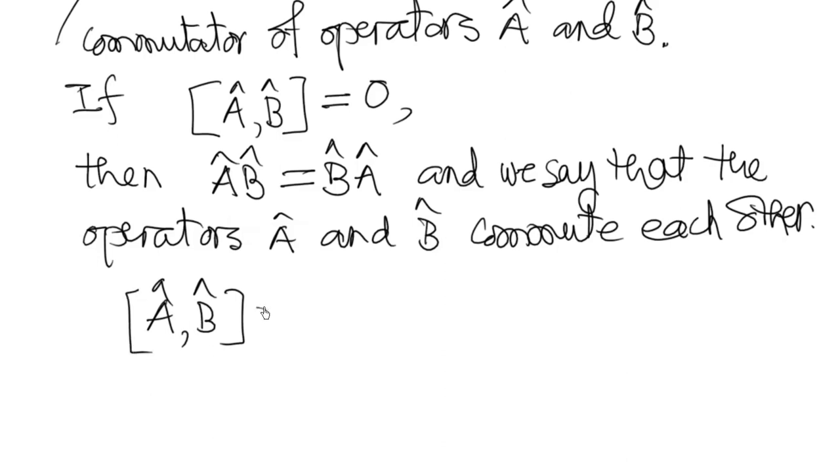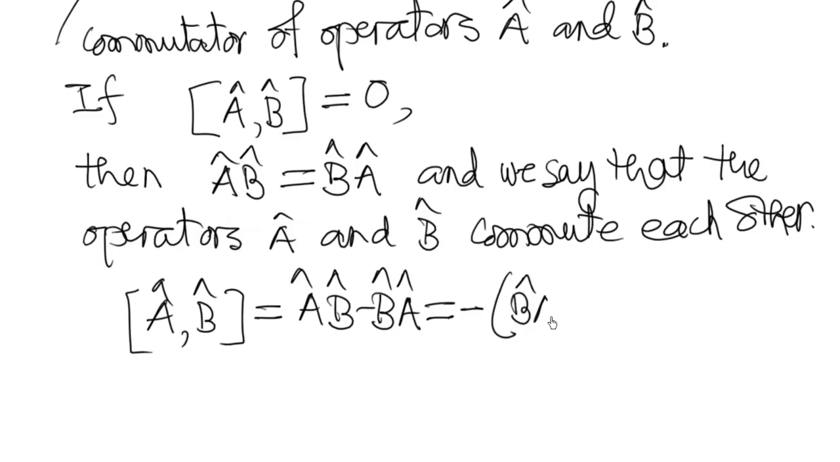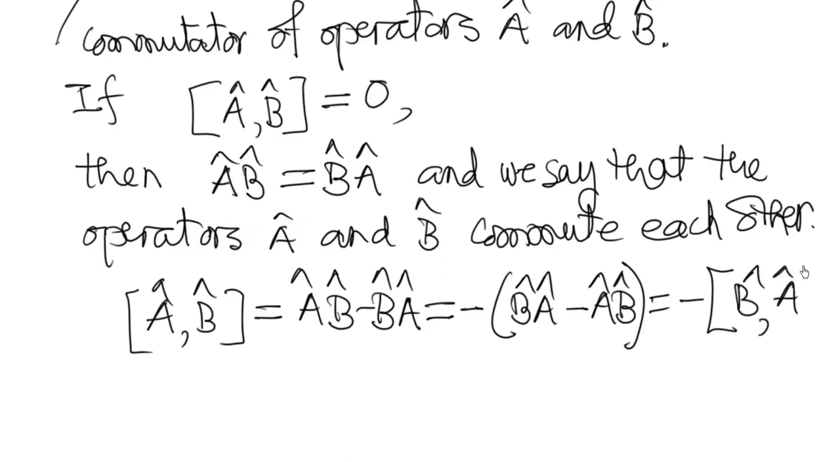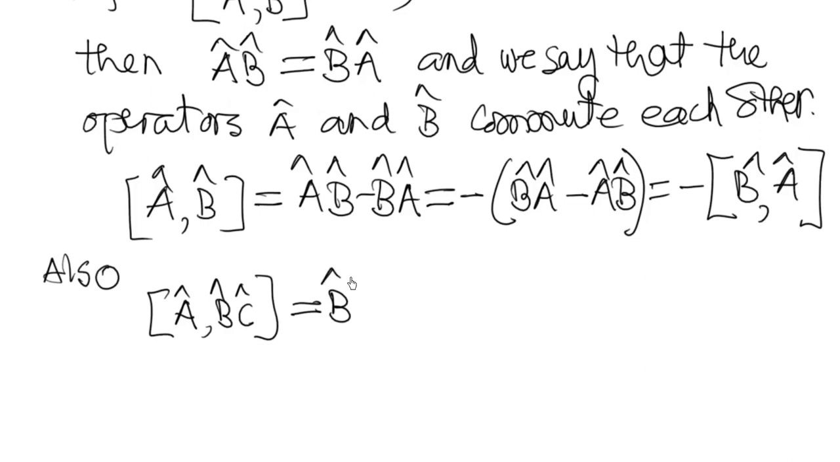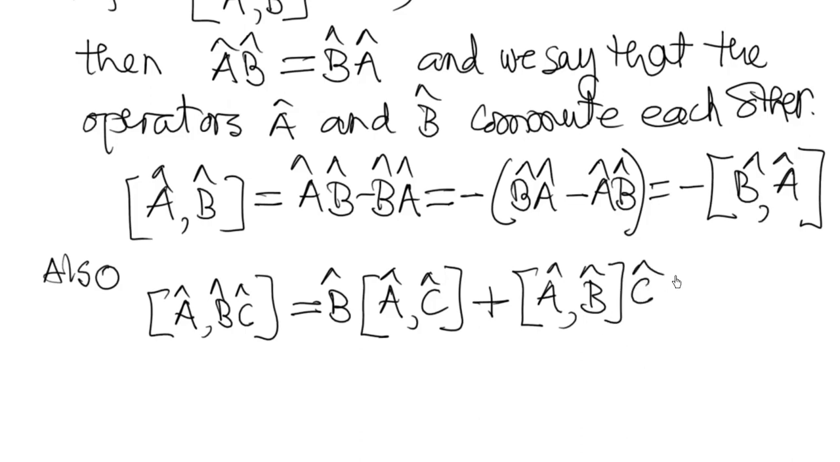We can write the commutator of A and B as AB minus BA, which can be written with the minus sign taken common. Also, this one holds.